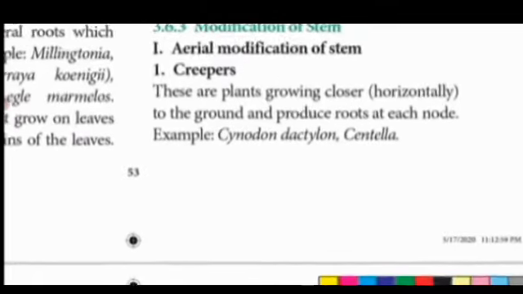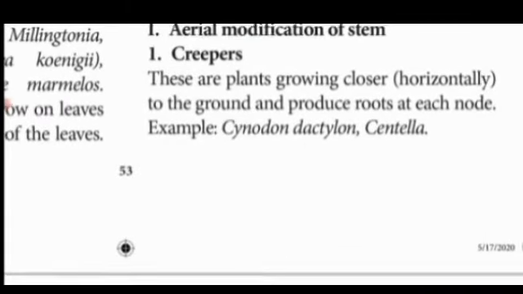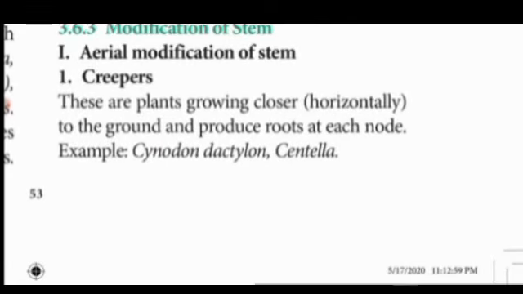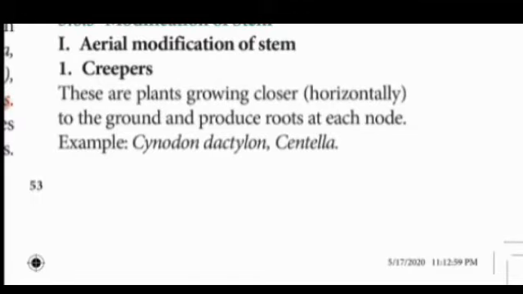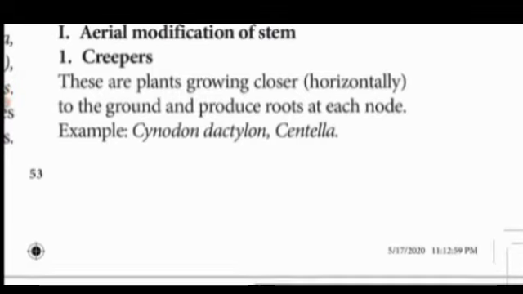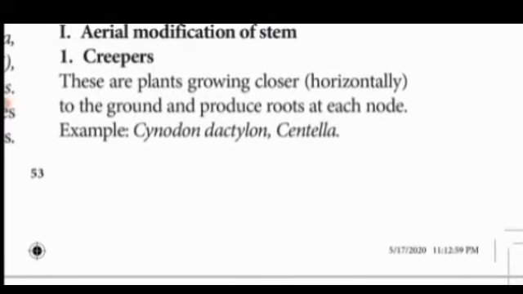Modification of stem, aerial modification. The aerial stems are present above the soil. The first one is the creepers. These are plants growing close to the ground, that is, horizontally, and they produce roots at each node. Adventitious roots are seen in these creepers. Creepers, for example, Cynodon dactylon, Arugampul, Centella, and mint plant.